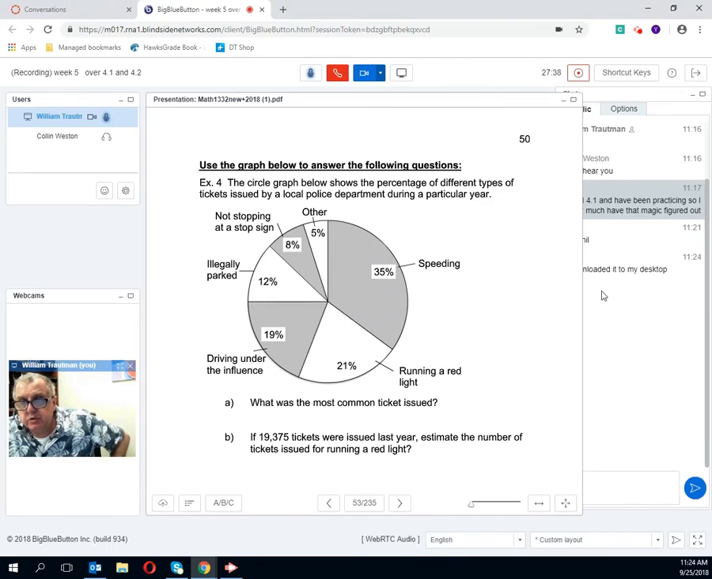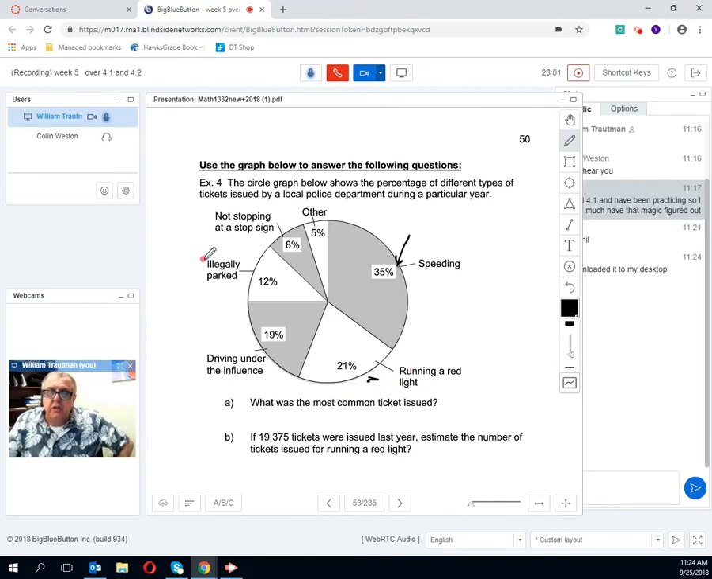So the circle graph below shows the percentage of different types of tickets issued by a local police department. So these are tickets issued by, speeding is 35% of all the tickets. And so on. Running a red light is 21%. So what was the most common ticket issued? The most common ticket is the biggest piece of the pie, right? The biggest piece of the pizza pie.